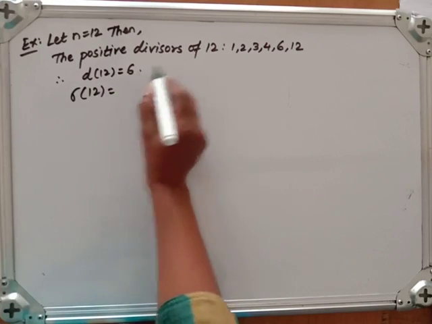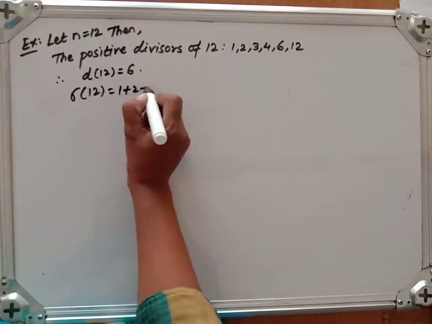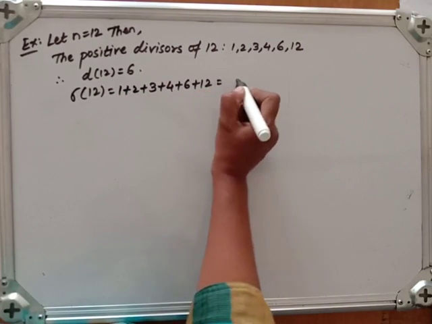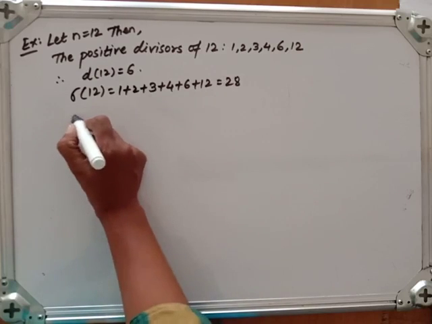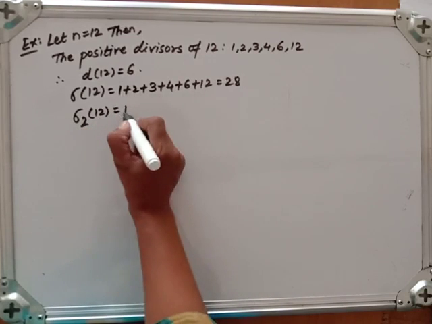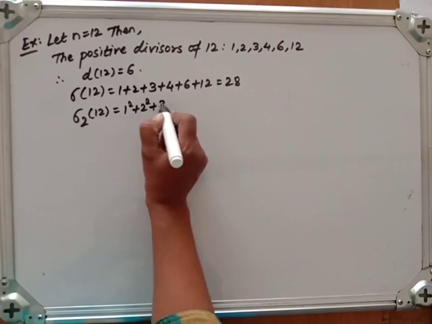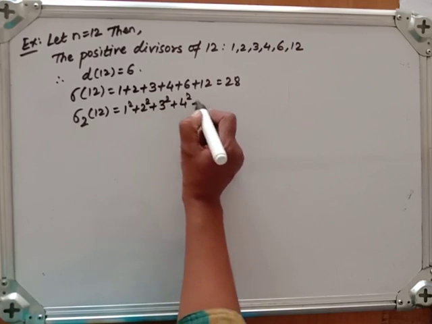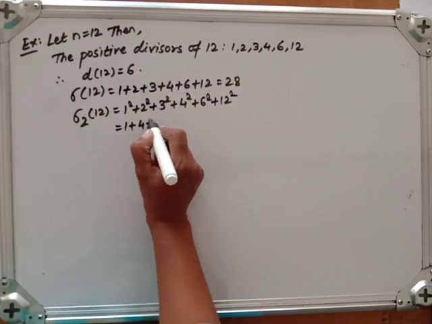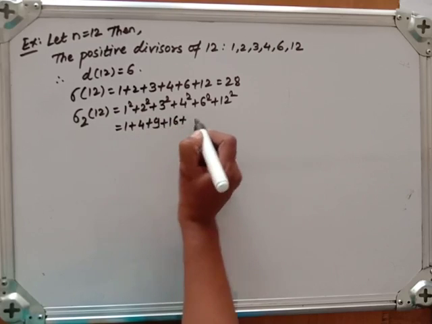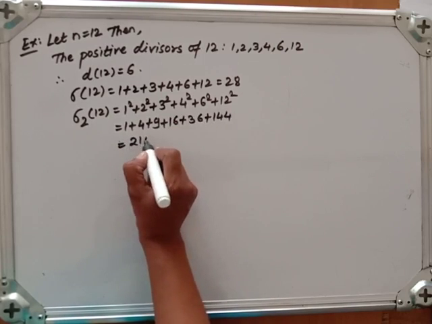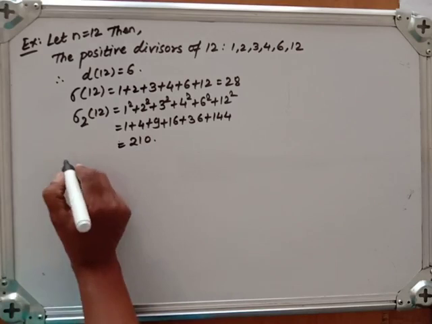Now, sigma(12) will be the sum of these: 1 plus 2 plus 3 plus 4 plus 6 plus 12, which is 28. Now, suppose we have to find sigma_2(12). So we take the square of these: 1 square plus 2 square plus 3 square plus 4 square plus 6 square plus 12 square. So it is 1 plus 4 plus 9 plus 16 plus 36 plus 144, which is equal to 210.